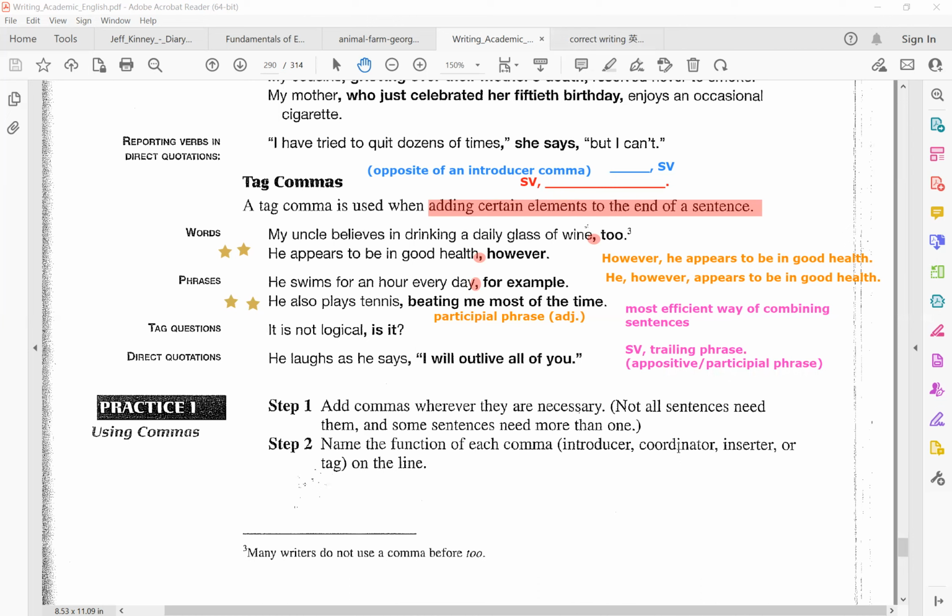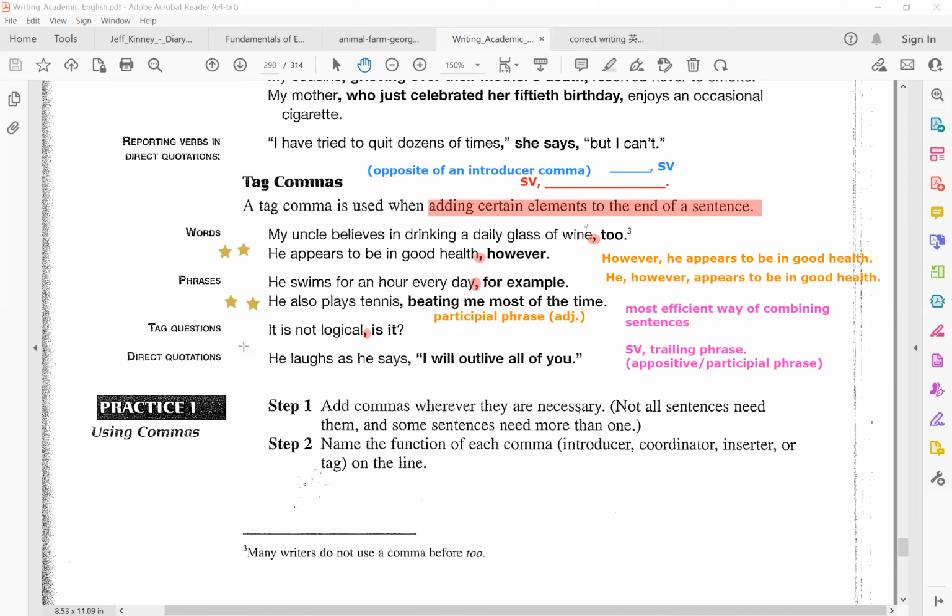All right. And let's take a look at the tag questions. It is called a tag question because there is a tag comma, right? It is not logical, comma, is it? You are a girl, comma, aren't you? You speak English, comma, don't you? Right? All of these are called tag questions, and you have to use tag commas before the questions.